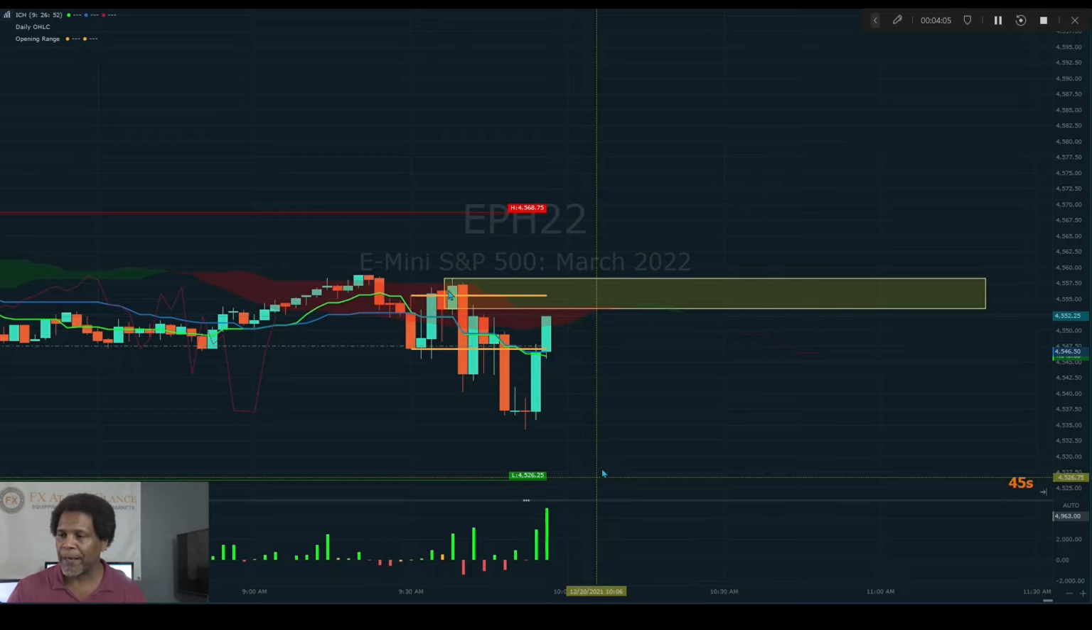All right. So right here, we broke out of this range. This is where a lot of traders go long right here. And then look what happened. There was no way to even get out of that. You were stuck.